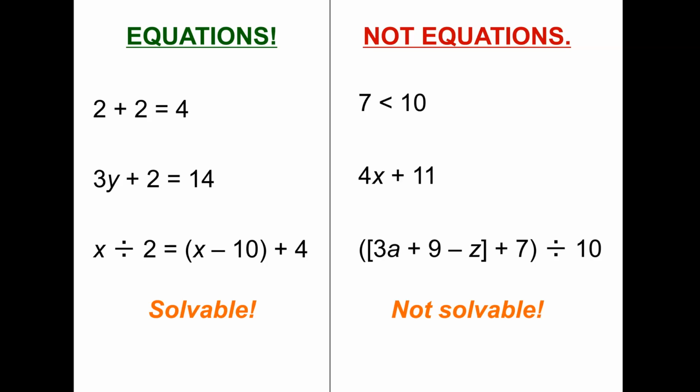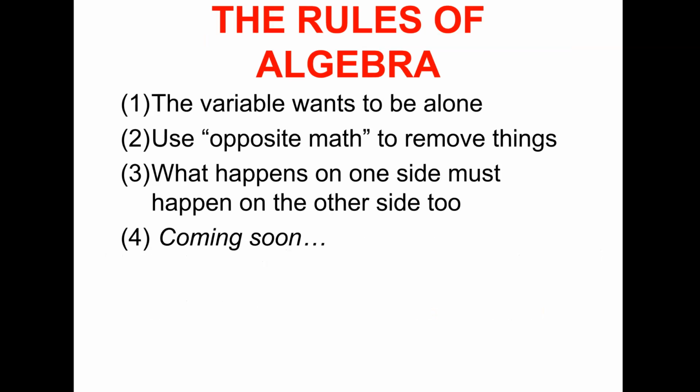Nothing we can do. Okay, the next slide is possibly the most important slide you're going to see in this entire unit, maybe this entire semester. The rules of algebra. Rule number 1, the variable wants to be alone. Usually, we're going to have problems where our variable is attached to some sort of mathematical action. We want to get rid of that mathematical action so the variable can be by itself.